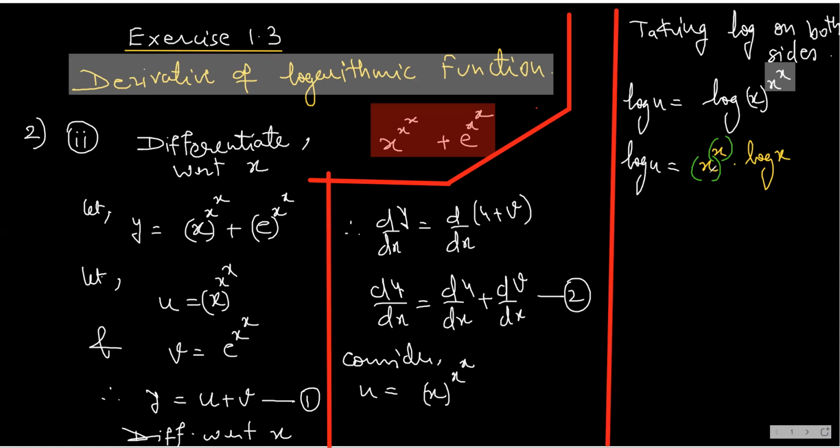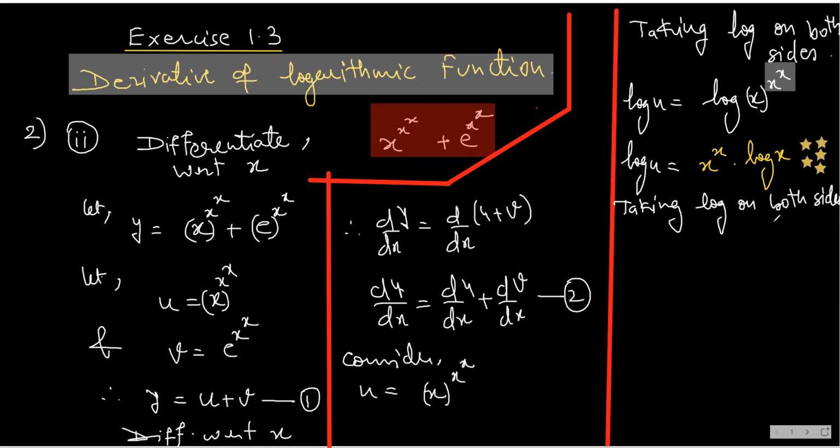So since I still have x raised to x, what will I have to do? I will have to take log once again. I will take log once more. So here I write taking log on both sides. And this step is quite important. Normally students don't realize this. This step is very important, taking log for the second time.